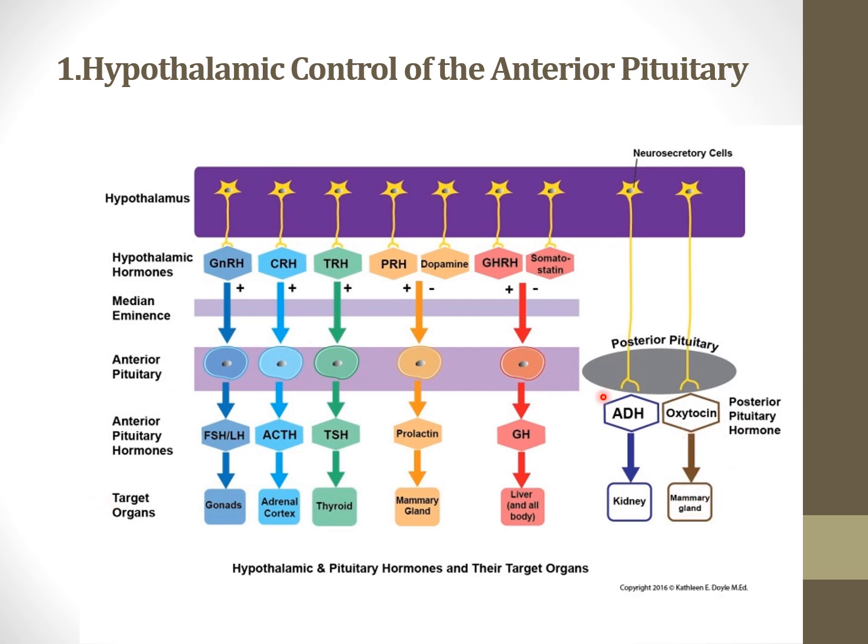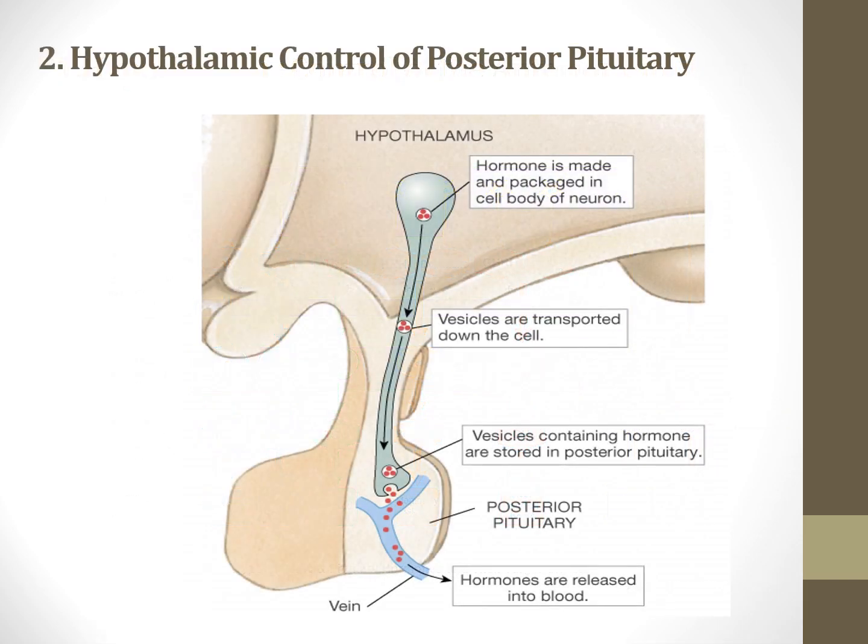So by doing all these functions, imagine the hypothalamus is almost controlling all the organs of the body. We were discussing that the hormones of the posterior pituitary are actually synthesized in the hypothalamus, but they are secreted into the posterior pituitary through the hypothalamo-hypophyseal tract, a neural tract.